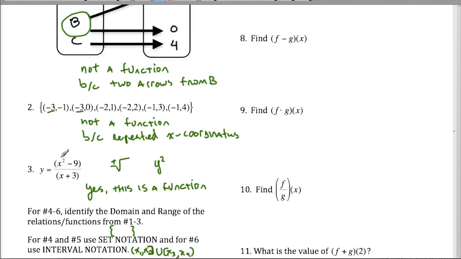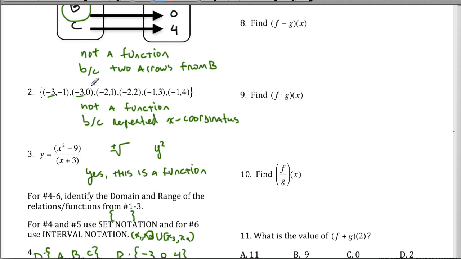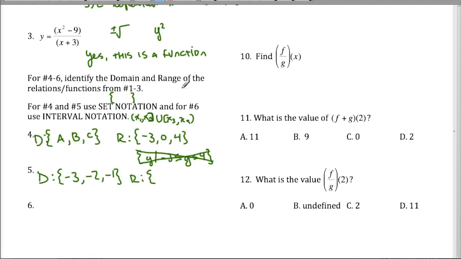Same thing with number 5. If I wanted to use set notation to represent the domain and range of this relation, remember domain is all the x coordinates. So since these are repeated, I just have to list them once. So the elements of my domain are -3, -2, and -1. And then my range is going to be all my y coordinates: -1, 0, 1, 2, 3, and 4. Okay, so that's all my domain, and that's all my range for that second relation.